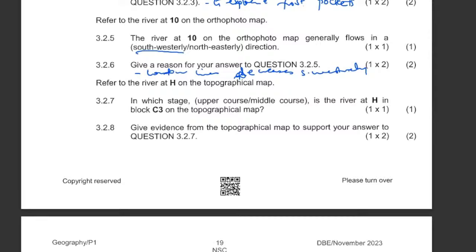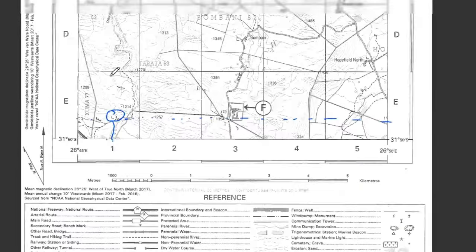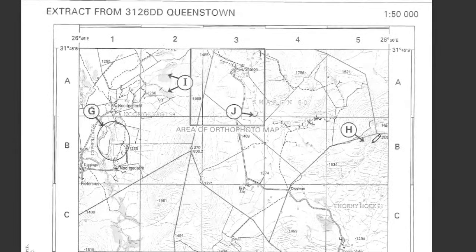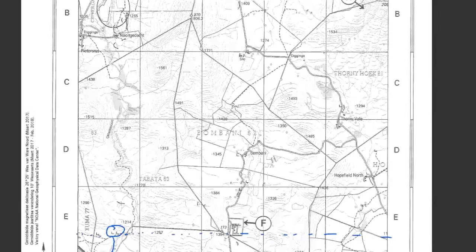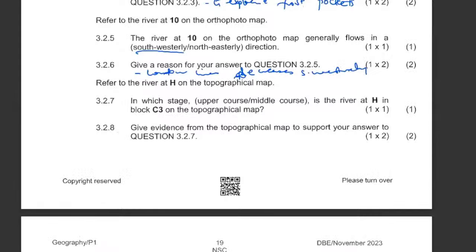Okay. Then refer to River H on the topographic map. We've got the topographic map. River H is where? River H is here. Okay. When you look at H here, I hope you can see it clearly, it shows you that here is mountainous. Therefore, in which stage, upper or middle course, is River H? Because the area is mountainous, or the higher lying area, the river is in the upper course. Okay, give evidence. Evidence that we have there is that there is first stream order. First stream order is visible. Okay, it's 2 marks only. Also, we can say the gradient is steep.